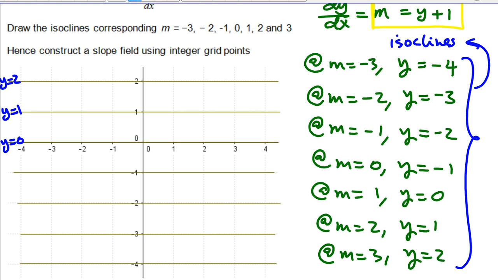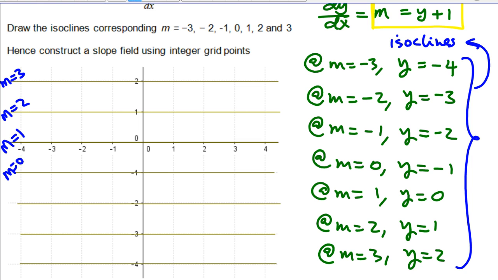Now, one thing that I want you to keep in mind is that each of these lines has a gradient, all right? In fact, for the first one, this for y is equals to 2, the gradient is 3. So for here, m is equals to 3. Here, y is equals to 1, m is equals to 2. Here, for y is equals to 0, m is 1. For y is equals to negative 1, m is 0.